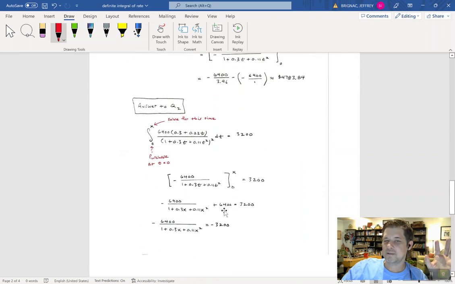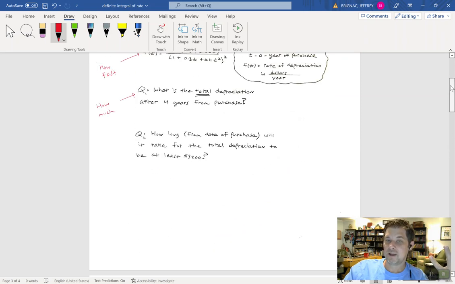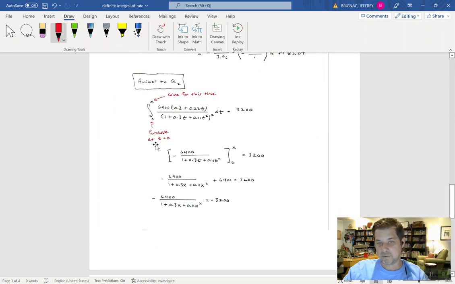So here's how we can phrase it. This integral of this function that tells you the rate of depreciation, we want it to be $3,200. I know that this is with respect to when I purchase it, so that lower bound needs to be 0. And I don't know the upper bound, because the question was, how long from date of purchase? The date of purchase is 0. I don't know what number to put up there. I put x because I don't know, and the whole idea is I try to solve for it.